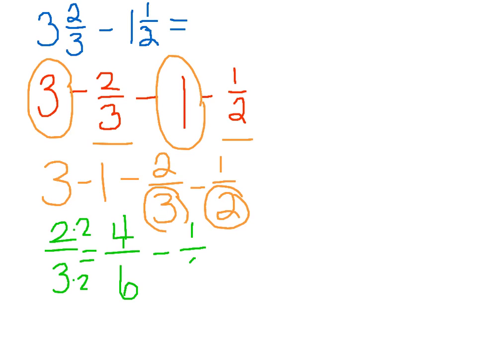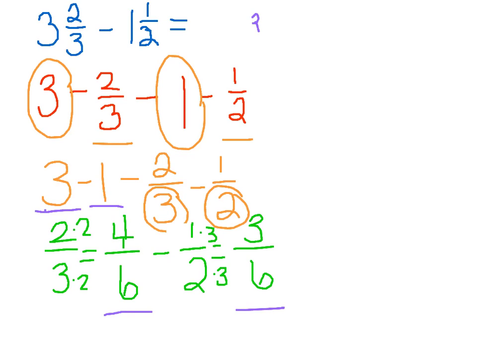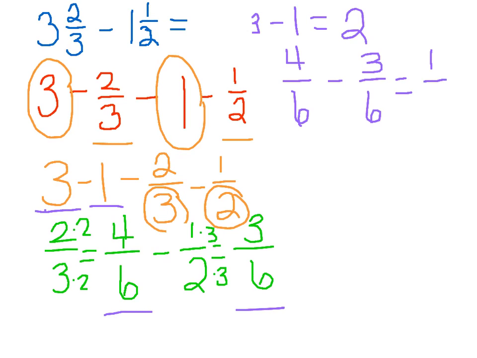minus 1/2, which I'm going to change to something over 6. I know that it's times 3 on the denominator, which means it's times 3 on the numerator, so 3. So now my problem is going to be 3 minus 1 and 4/6 minus 3/6. So 3 minus 1 equals 2, and then I have 4/6 minus 3/6, which equals 1/6.